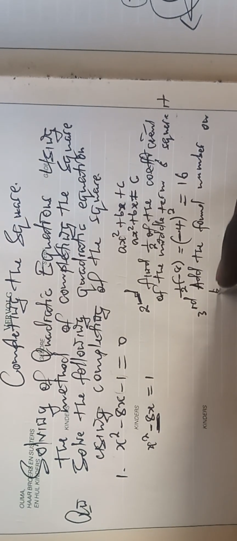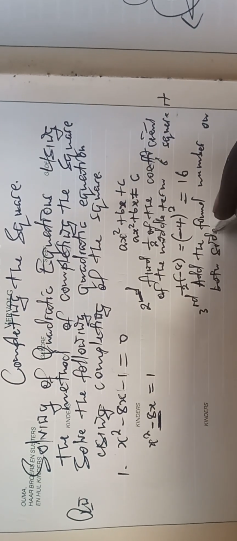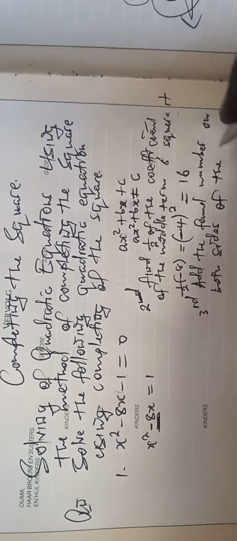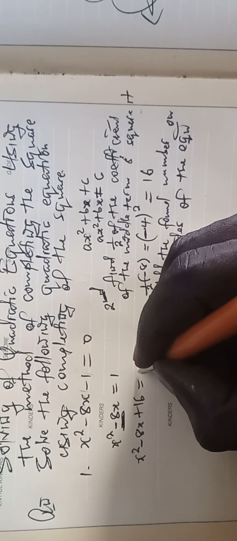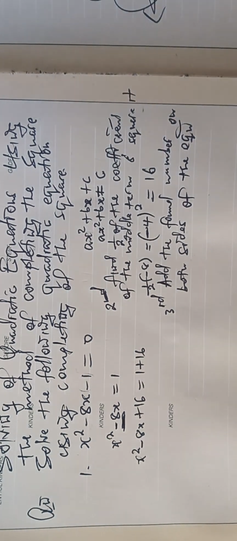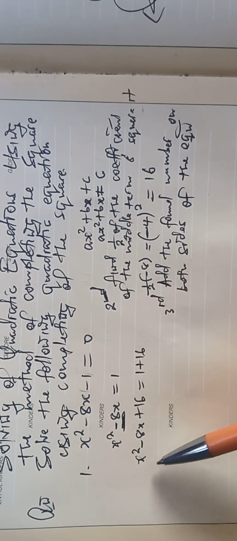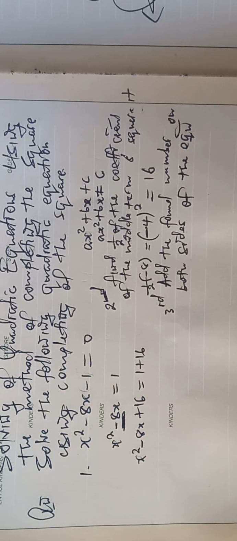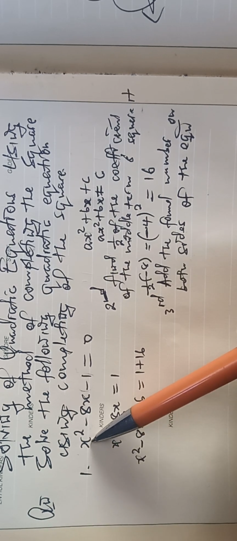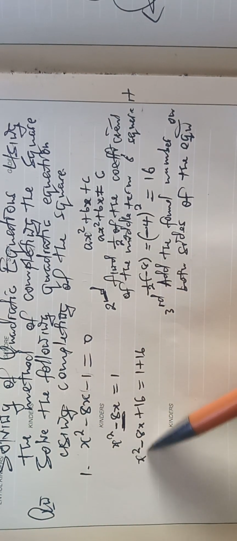on both sides of the equation. So in this situation, we are going to have x squared minus 8x plus 16 equal to 1 plus 16. After this step, if you look at this equation, we have created a scenario whereby the equation which was not factorizable can now be factorized.